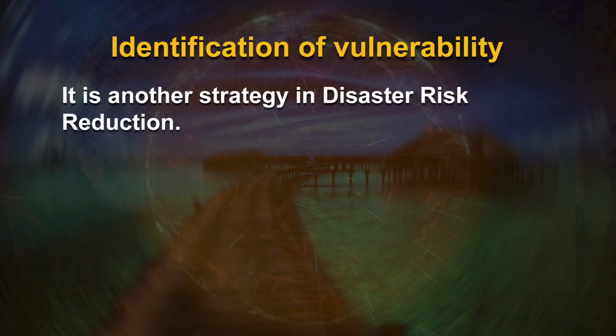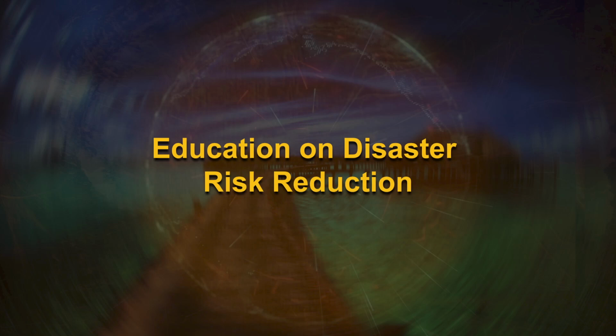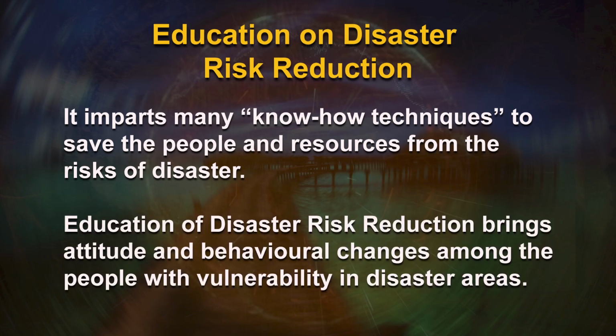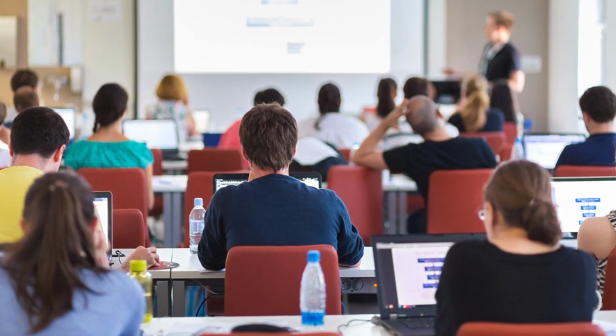Identification of vulnerability is another strategy in disaster risk reduction. This strategy identifies disaster prone areas, risks of disaster and support of community, need of stakeholders and coordination from disaster management authorities. Education on disaster risk reduction. It imparts many know-how techniques to save the people and resources from the risks of disaster. Education on disaster risk reduction brings the right attitude and behavioral changes among the people with vulnerability in disaster areas. Micro and macro level teaching processes are needed in disaster risk reduction education.